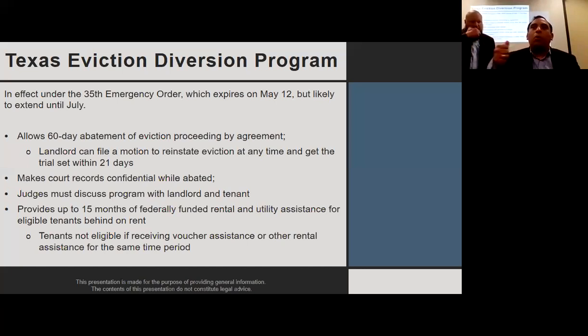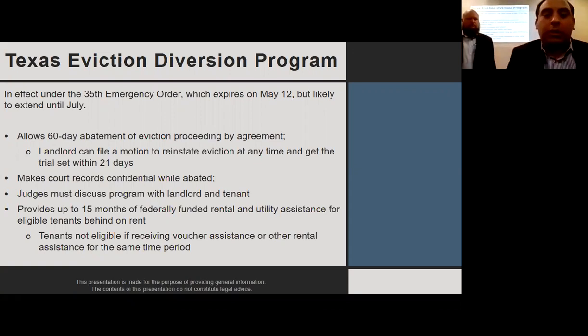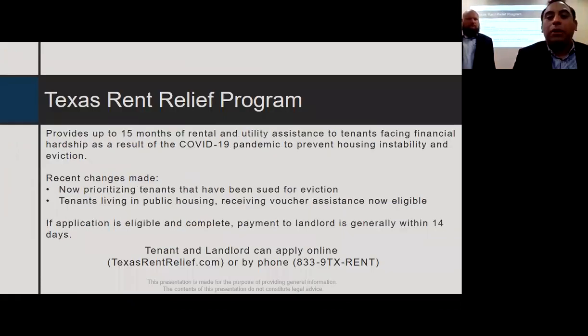And why wouldn't a landlord want the possibility to be made whole under these programs? Why spend the money and resources evicting somebody when, if you evict them, you're never going to get that money back, the back rent that's owed? But under these programs, you could potentially get everything that's owed in back rent, plus penalties and interest and all of that, and you don't get to kick somebody out on the streets. So it's a win-win for everybody if you go under these programs.